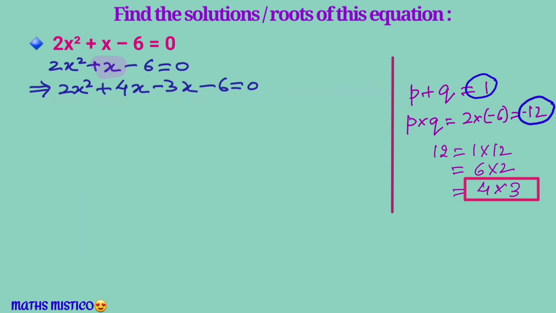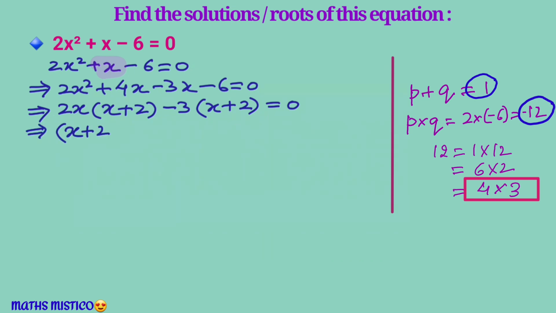Next we will find the common factors of the first two terms, which comes out to be 2x here. Taking 2x common, we get x plus 2 in the bracket. Similarly, from the last two terms, we get minus 3 common and the two brackets should come equal. In the next step, we will take this bracket common and we are left with 2x minus 3 inside the other bracket.